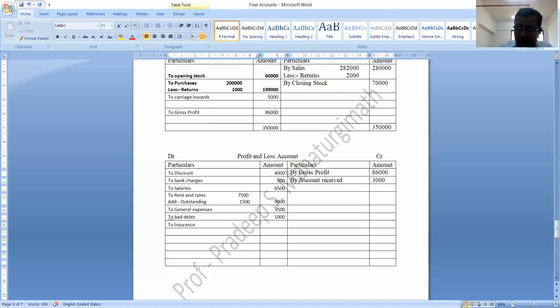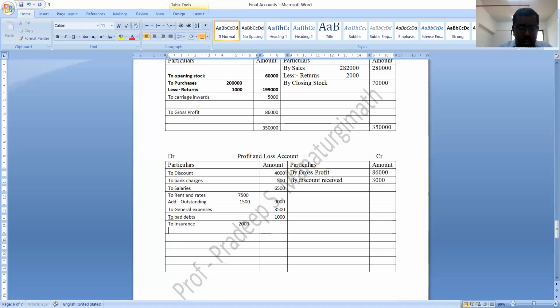We should write it in inner column first. That is rupees 2,000. What is adjustment? It is prepaid insurance. So prepaid expenses must be deducted. Outstanding expenses must be added. So less prepaid. How much is the prepaid insurance? 500 rupees the prepaid insurance. So 2,000 minus 500. How much we will get? We will get 1,500.